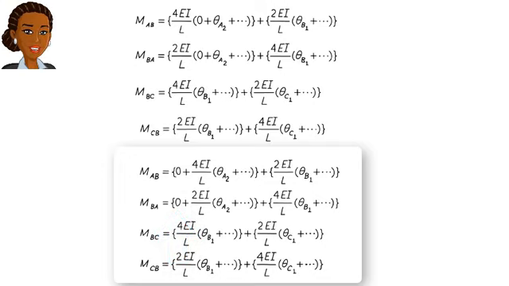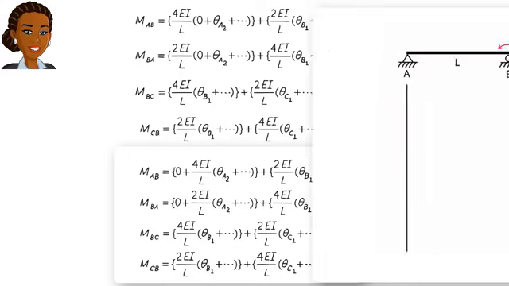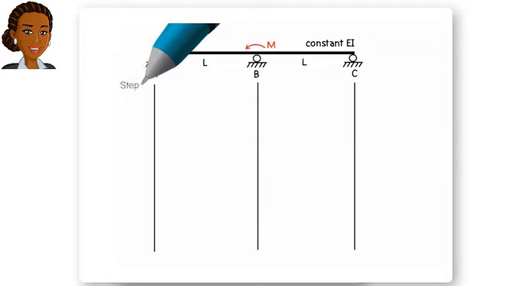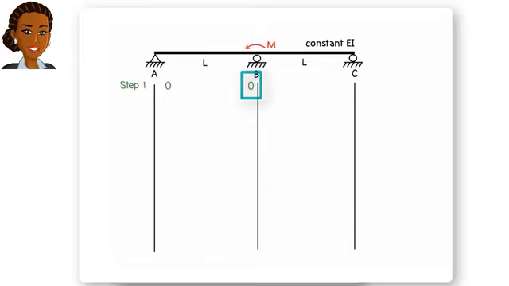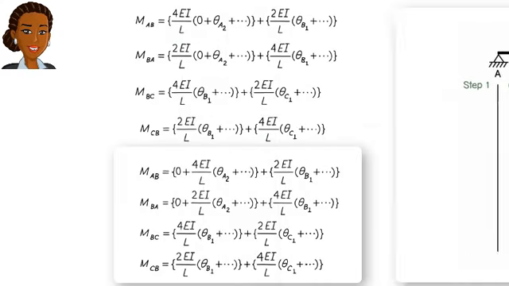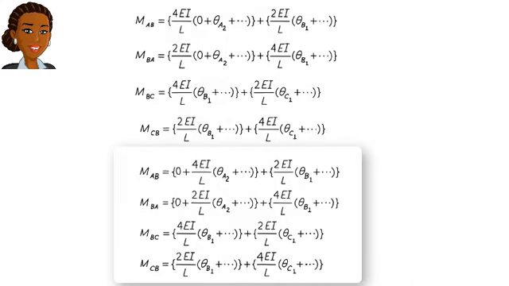So, we are done with the first iteration of the moment distribution method. Let us tabulate the incremental moment values, even though at this point they are 0. Here is the incremental moment at A, and here is the moment increment at B, both obtained from the slope deflection equations for segment AB. Before we perform the next iteration, we need to simplify the slope deflection equations by moving the computed incremental moment values outside the curly brackets, like this.